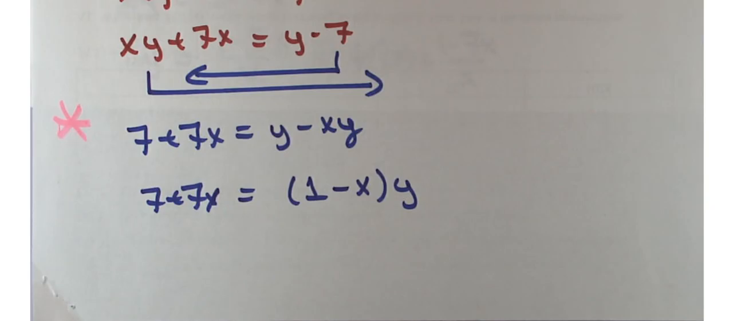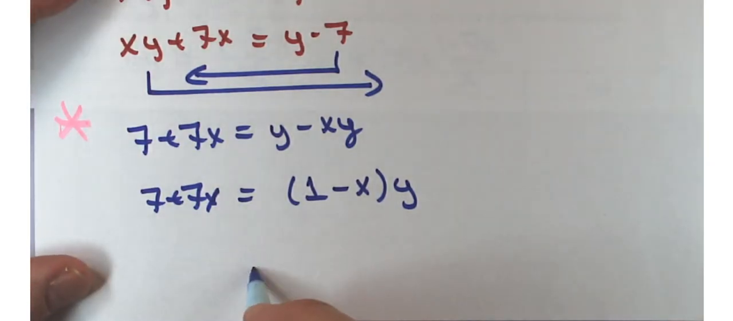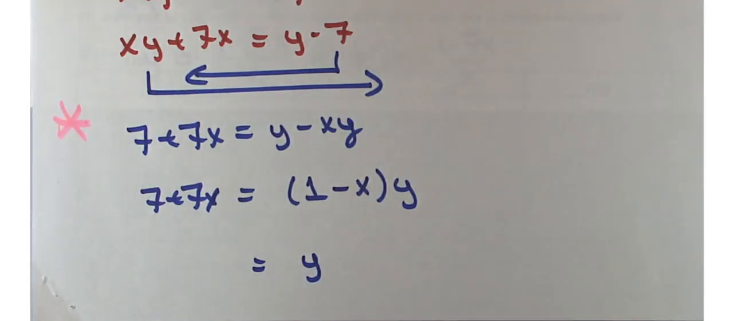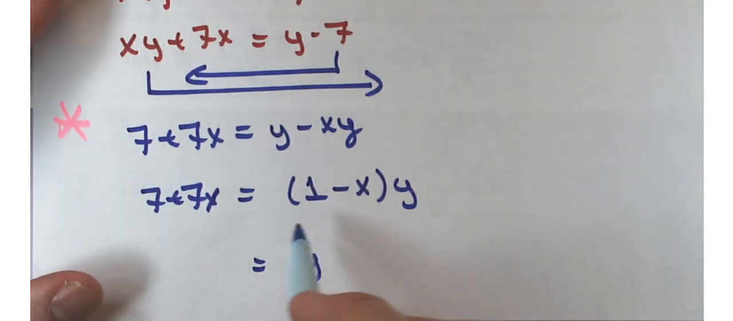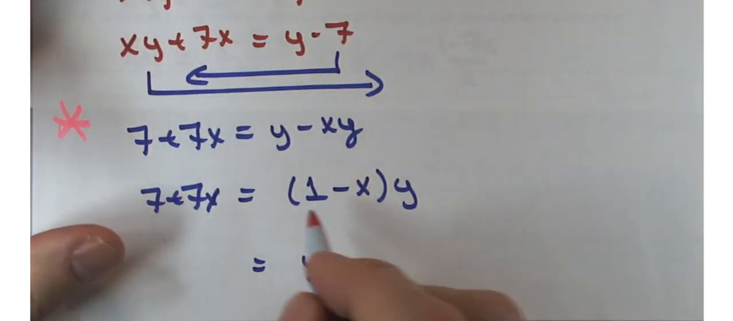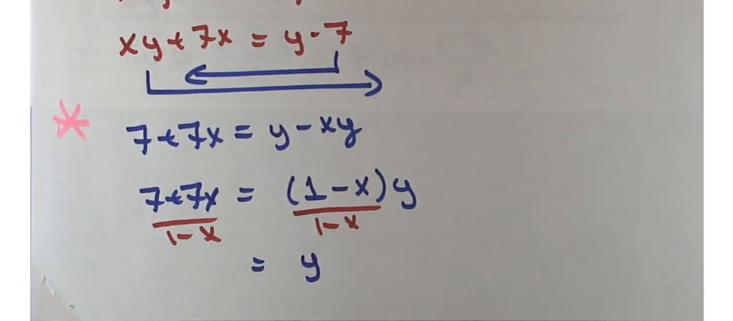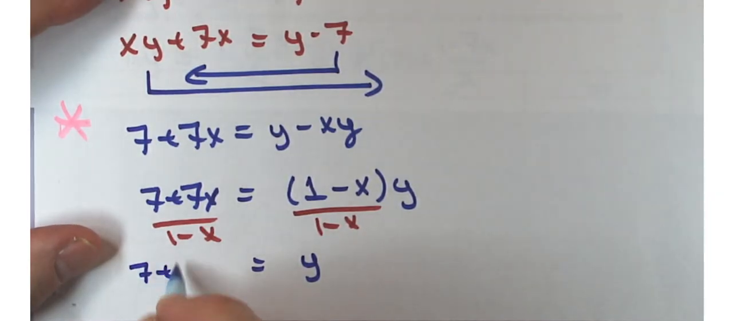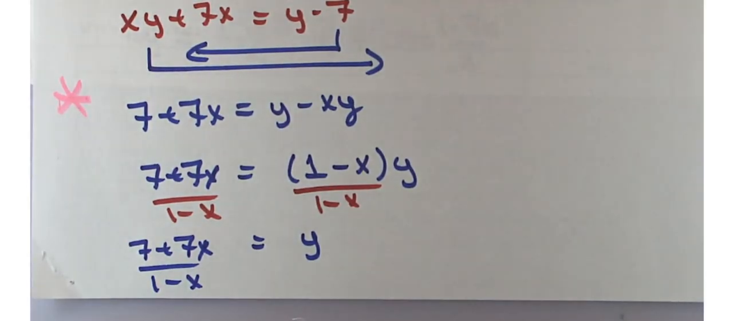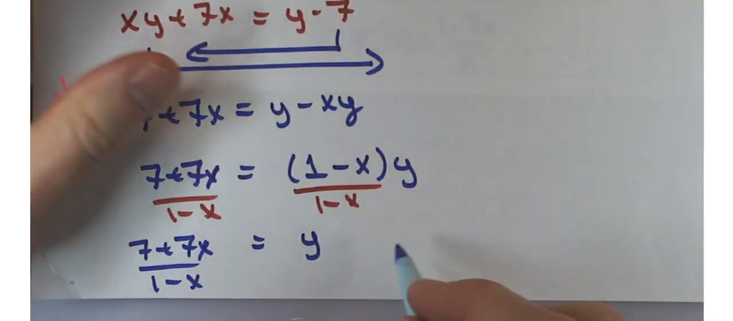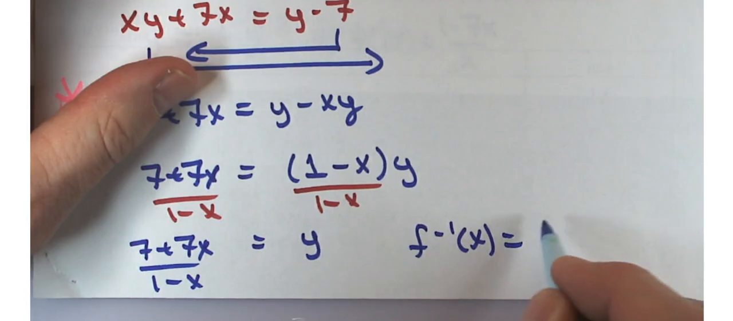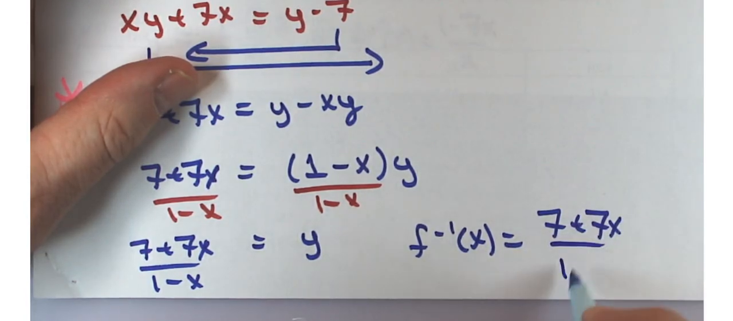But I'm almost done. What's the last step there? To solve for y. What do you got to do to get y by itself? Can you divide by the 1 minus x? Yep. We're going to divide both sides by 1 minus x. And that's going to give me 7 plus 7x over 1 minus x equals y. Nice. And that is your inverse function. The inverse of x is 7 plus 7x over 1 minus x.